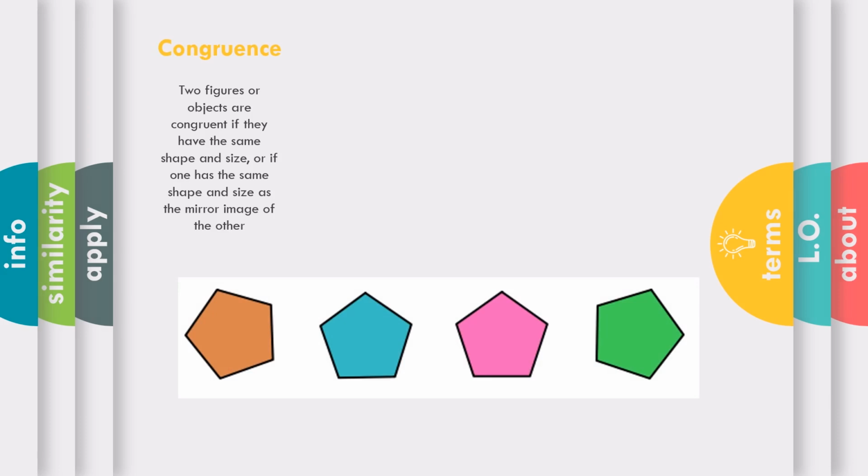Take a look at these four pentagons. What do you notice? They are in fact exactly the same size as each other. The only difference is they have been rotated a little bit. As long as they're exactly the same, then they are congruent.